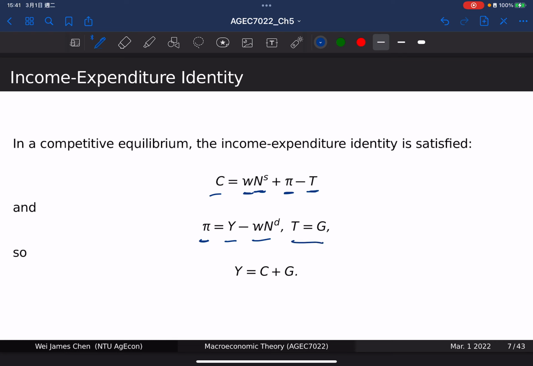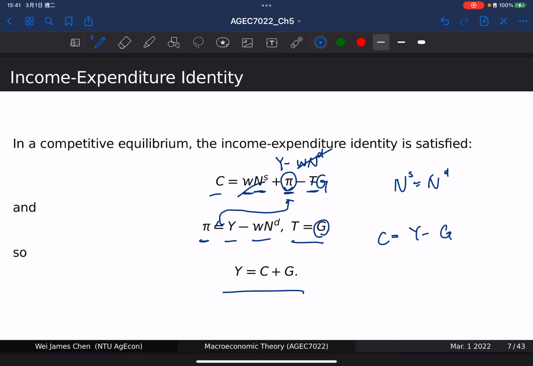And T equals G. Then if you input this here, because labor supply equals labor demand, right? So if you input the pi here, this pi is Y minus wage times labor demand. The wage times labor demand and labor supply cross out. And T is equal to G, so you replace this with G. Then you find that C equals Y minus G. So Y equals C plus G. That's the income expenditure identity.